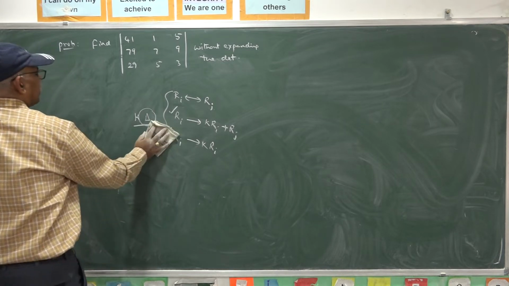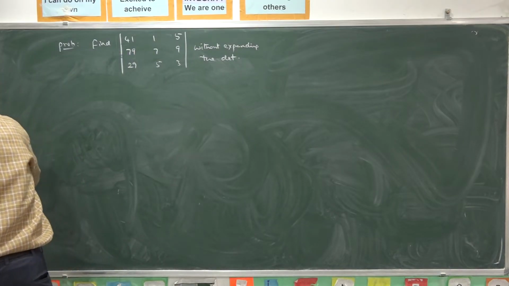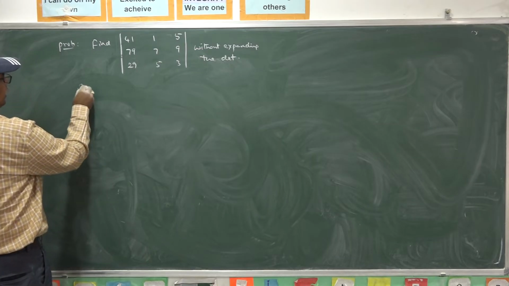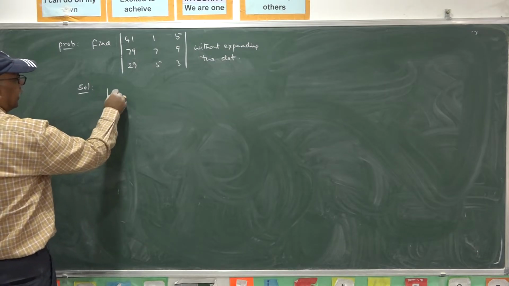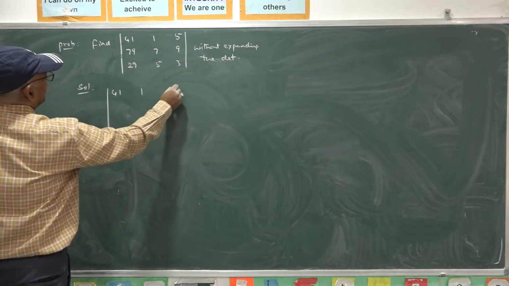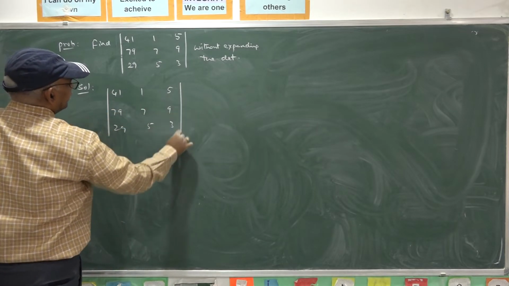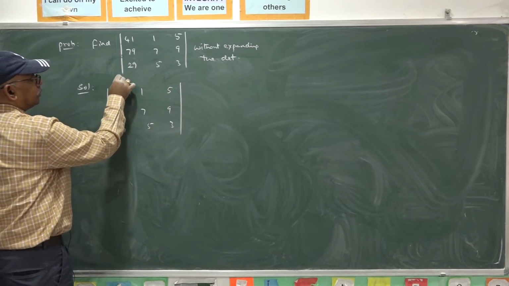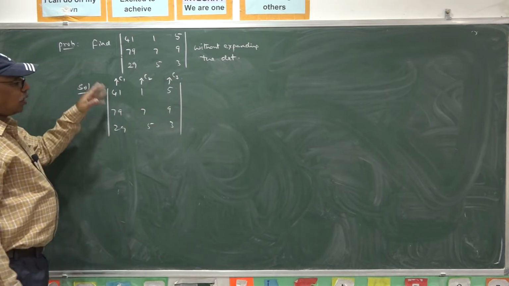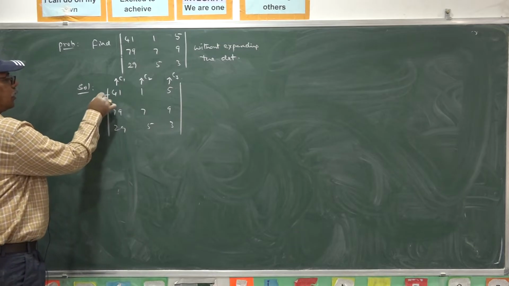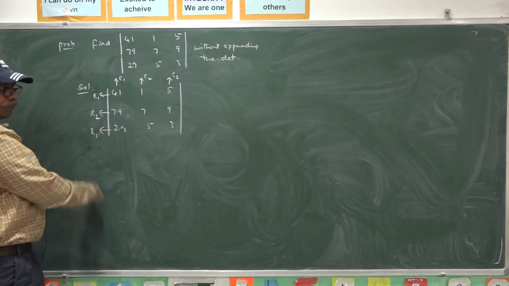So without expanding the determinant, by using these transformations, you can evaluate the determinant. Here the given determinant is 41, 1, 5, 79, 7, 9, 29, 5, 3. This is C1, this is C2, this is C3. Column 1, column 2, column 3. This is R1, R2, R3. Row 1, row 2, row 3.